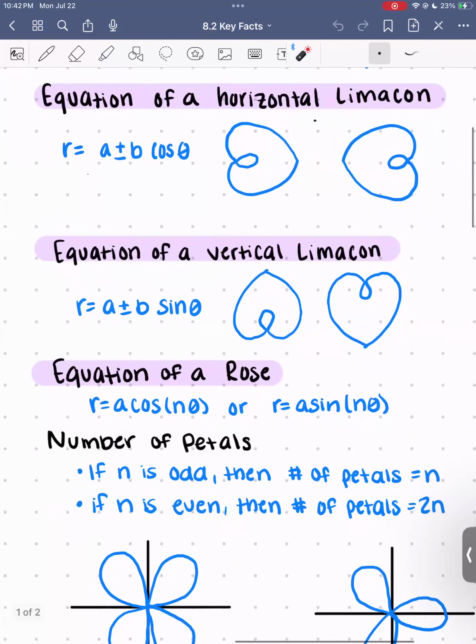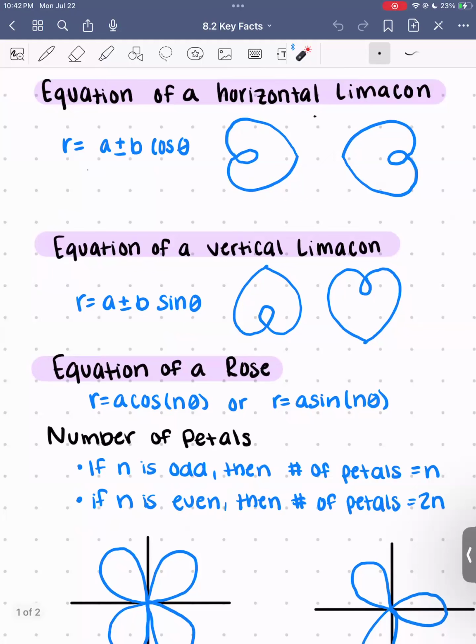Vertical limacon, basically the same thing. It's going to be r is equal to a plus or minus b sine of theta. So we're associating with sine, and they look like this. So the petals and our loops are up and down in the vertical fashion.